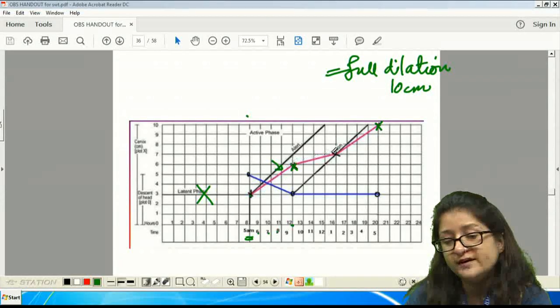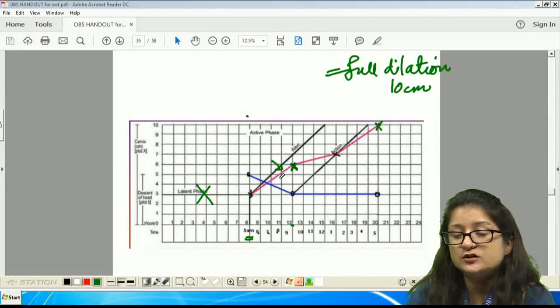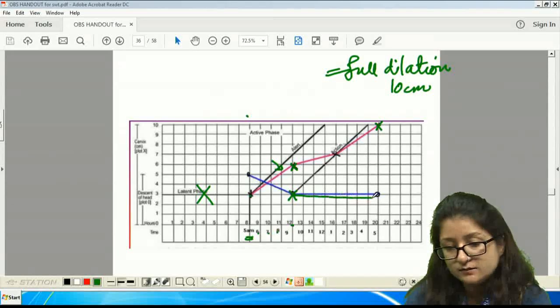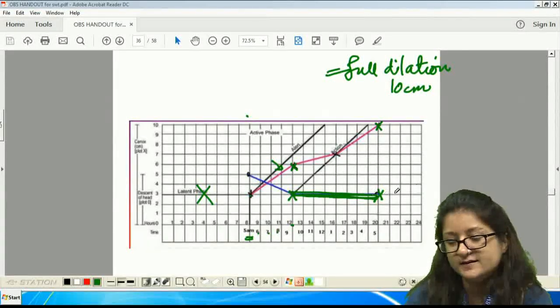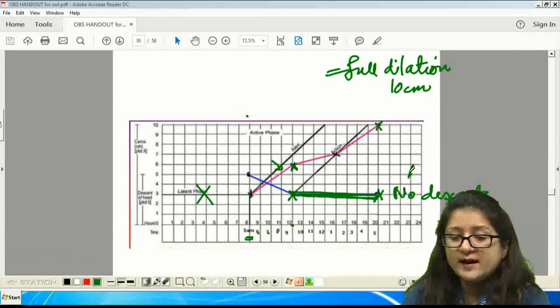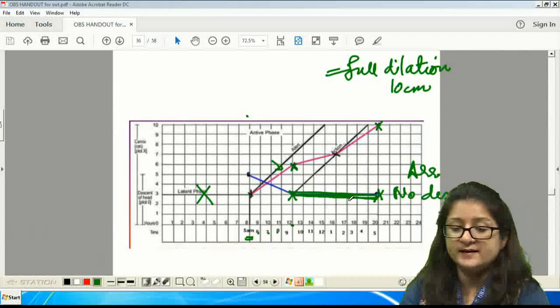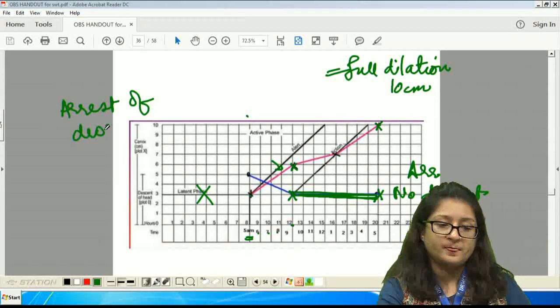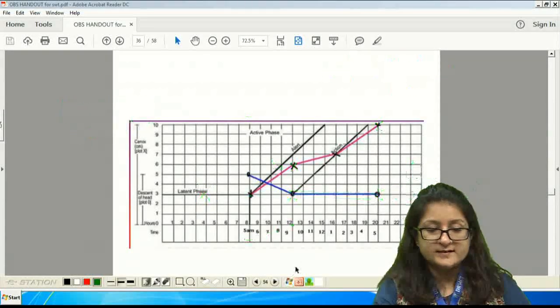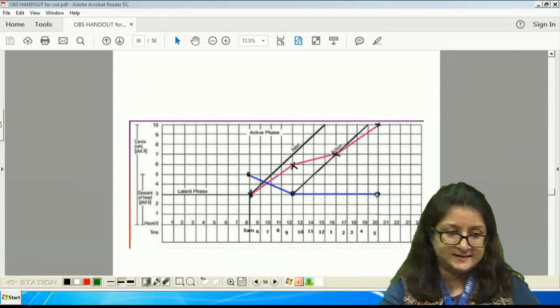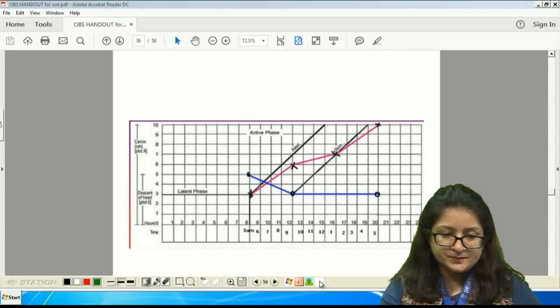So she has managed to reach, albeit a bit slower, full dilatation, but what has happened in the meanwhile is that the descent has got stuck. There is no descent, right? So this is called as arrest. This is called as arrest of descent. Okay, in this there has been absolutely no descent. This is called as arrest of descent. All right.